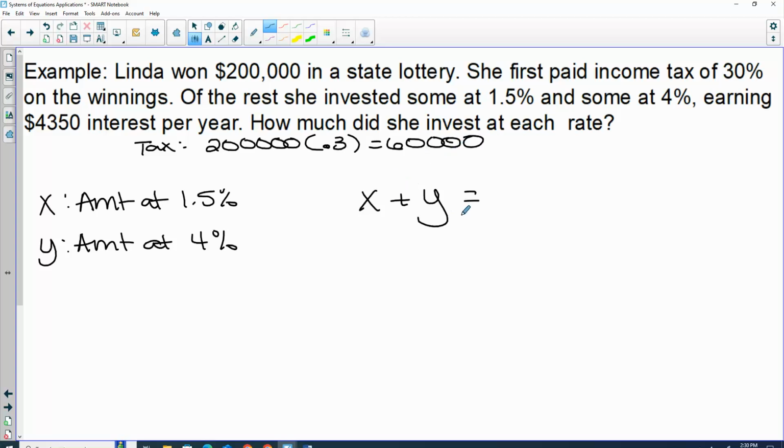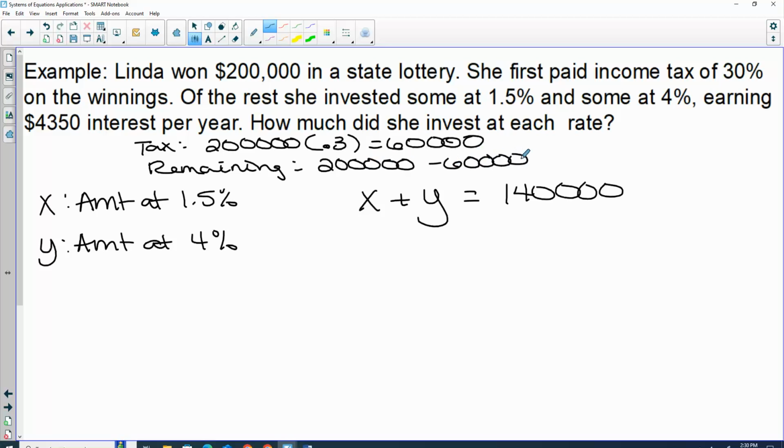So how much money does she actually have to invest? So to find what remaining, just take your starting amount minus what you paid out in taxes. Okay, so we did have the extra step here that we paid taxes first, we had to figure out how much money we have left. But now our setup is similar. So we have $140,000 to invest.